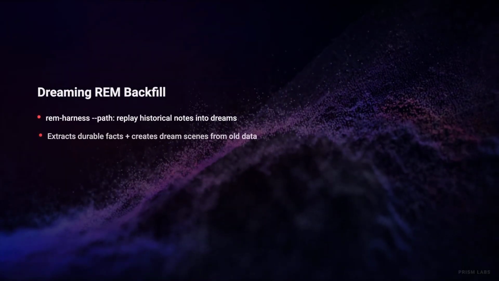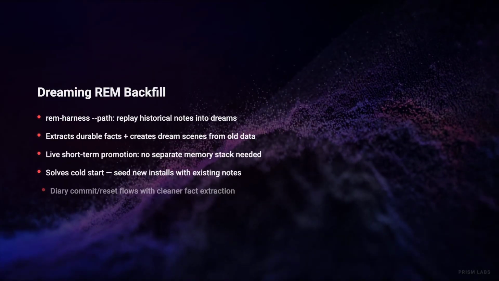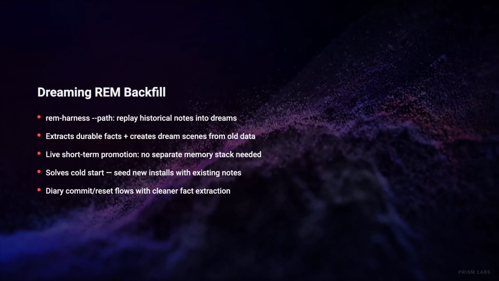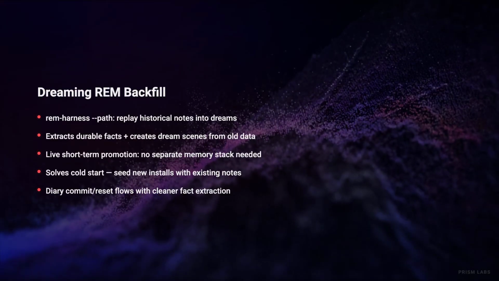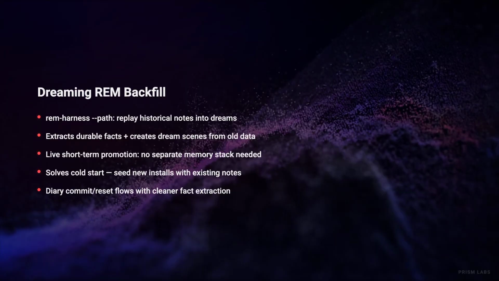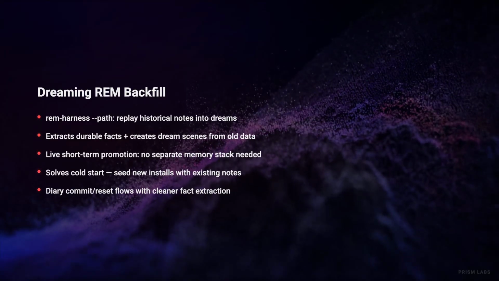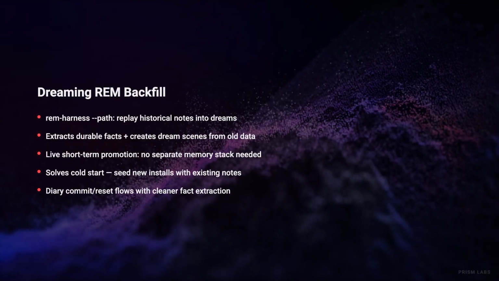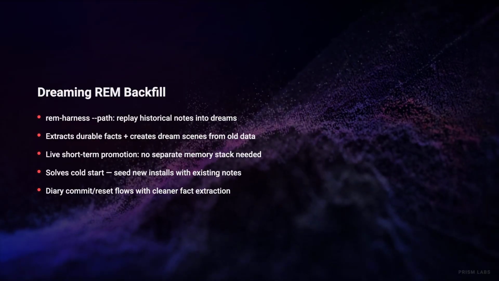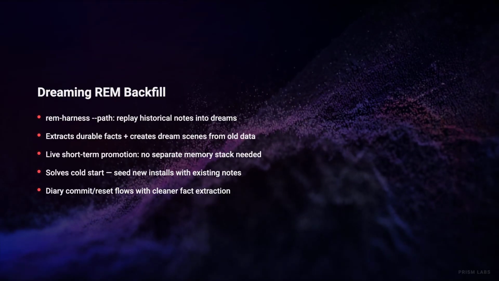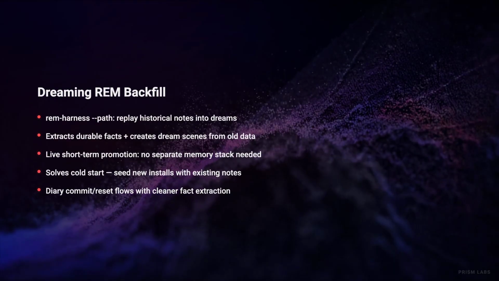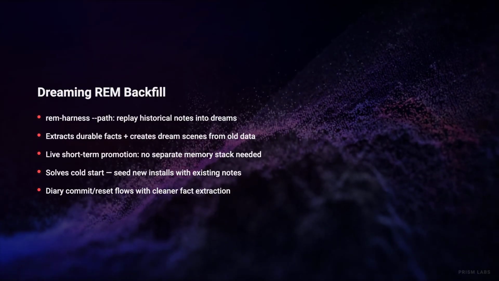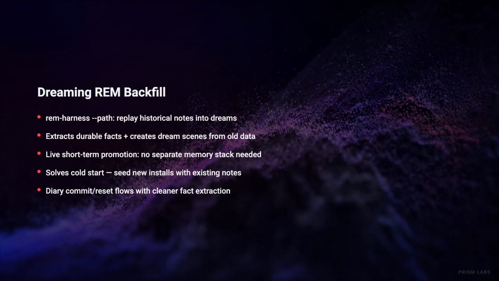The Dreaming system introduced in v2026.5 had 3 sleep phases: light, deep, and REM, but it could only process new conversations going forward. This release adds a grounded REM backfill lane that lets you replay historical notes into the Dream system. The REM harness command, with a hyphen path flag, points at a directory of old daily notes, and the system processes them through the same promotion pipeline, extracting durable facts, creating dream scenes, and building the agent's long-term memory from your historical data. Live short-term promotion is also integrated now, meaning old daily notes can replay into dreams and durable memory without requiring a separate memory stack.